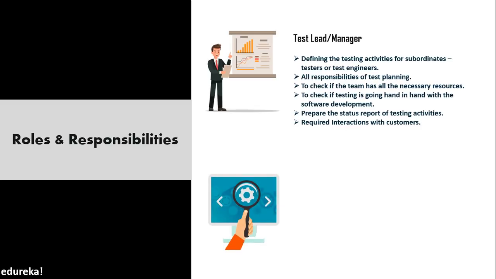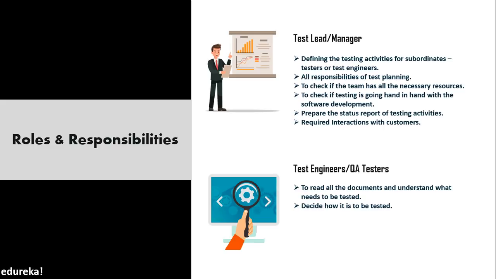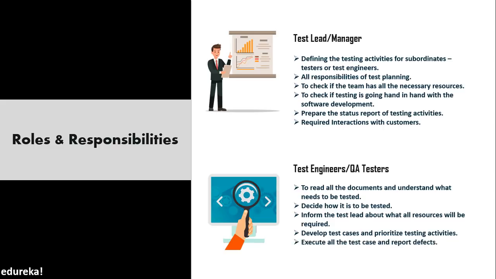Next up, we have the test engineers or the QA testers. They are responsible to read all the documents and understand what needs to be tested. Based on the information procured in the above step, they decide how it is to be tested and inform the test lead about what resources will be required for software testing, then develop test cases and prioritize testing activities. Then they execute all the test cases and report defects, define severity and priority for each defect, and carry out regression testing every time changes are made to the code to fix defects.